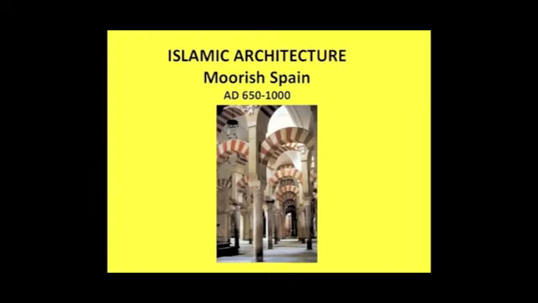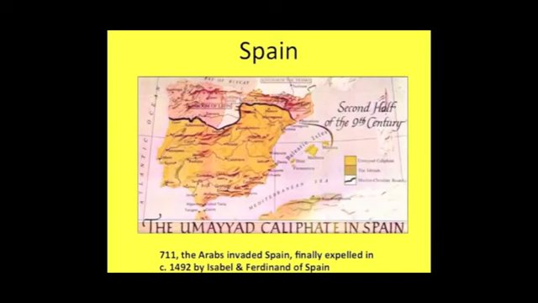So let's move to Moorish Spain, because these are buildings I've personally visited and love a great deal. In 711, the Umayyad Caliphate invaded Spain and took over Spain and really occupied Spain for hundreds of years.